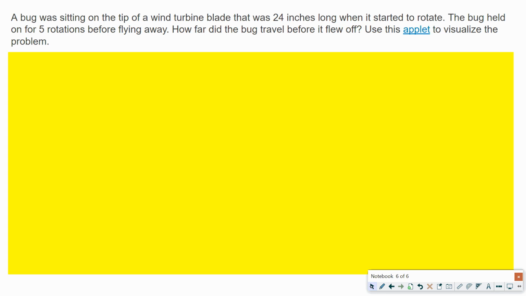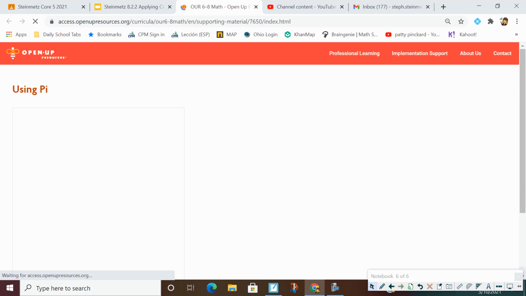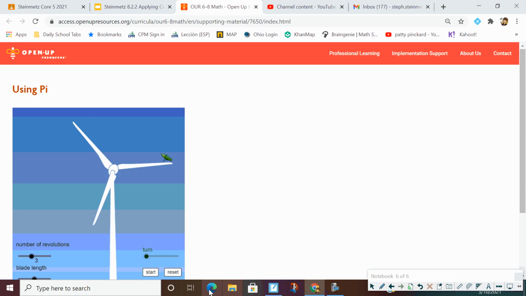Okay, in this next example, a bug was sitting on the tip of a wind turbine blade that was 24 inches long when it started to rotate. The bug held on for 5 rotations before flying away. How far did the bug travel before it flew off?